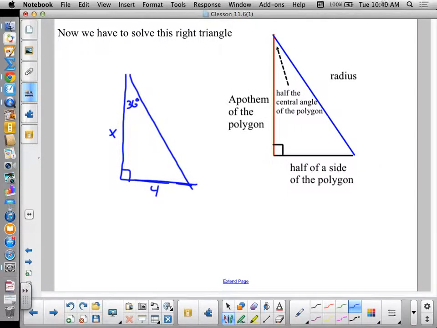What function am I going to use? SOHCAHTOA, we're going to use which one? Tangent. Tangent of 36, not TOA. TOA is not a function. Tangent is. Tangent of 36 is opposite of hypotenuse. So x equals 4 over tan 36.